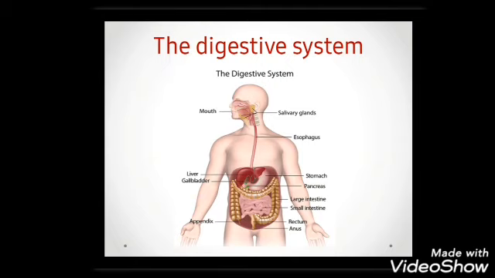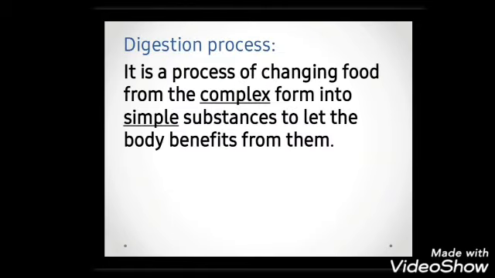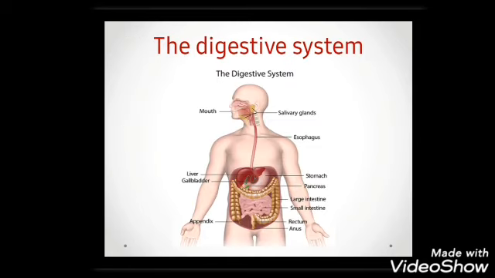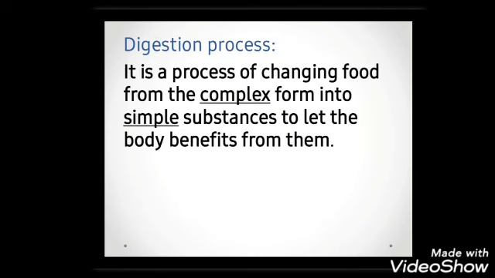Number 1, I said the digestive. Any system consists of a group of organs. So now, after 2 minutes, I will talk about the organs in the digestive system. But I said the function of the digestive system is to digest the food. What is the meaning of digest? Now I will talk about the digestion process.